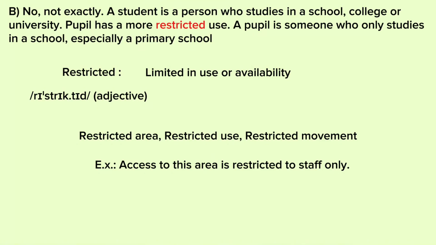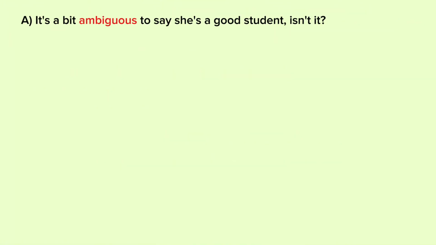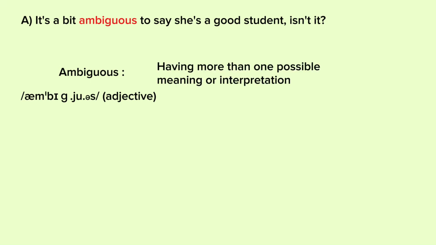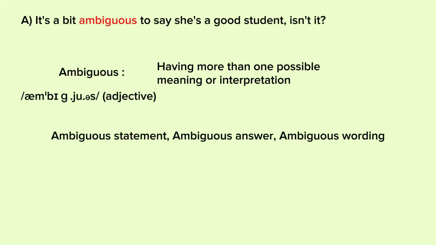So, the next phrase is: it's a bit ambiguous to say she's a good student, isn't it? Ambiguous. The stress is on B, ambiguous, right? It means having more than one possible meaning or interpretation. Ambiguous statement, ambiguous answer, ambiguous wording are collocations.